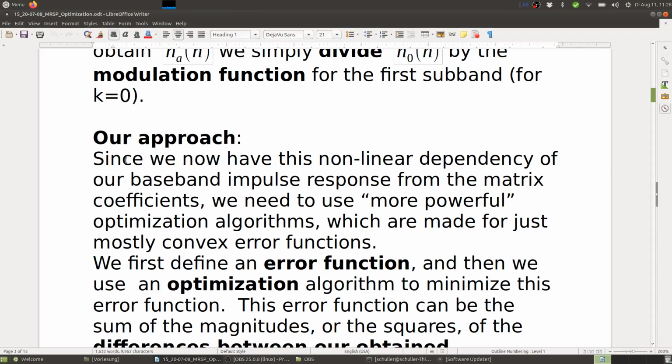So here's our approach. Since we now have this nonlinear dependency of our baseband impulse response from the matrix coefficients, we need to use more powerful optimization algorithms, which are made for just mostly convex error functions. So Remes exchange is not working anymore, so here we have to look for more powerful algorithms.